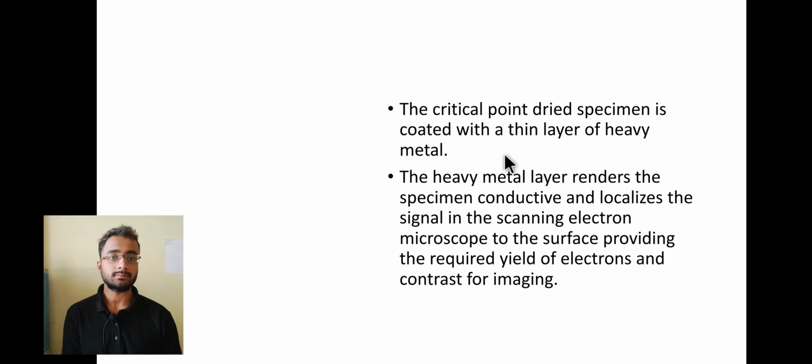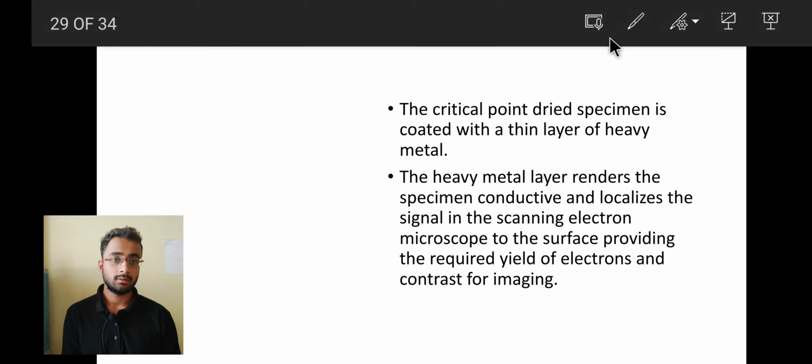The critical point dried specimen is coated with a thin layer of a heavy metal. After this drying, we will coat this specimen with a layer of a heavy metal.